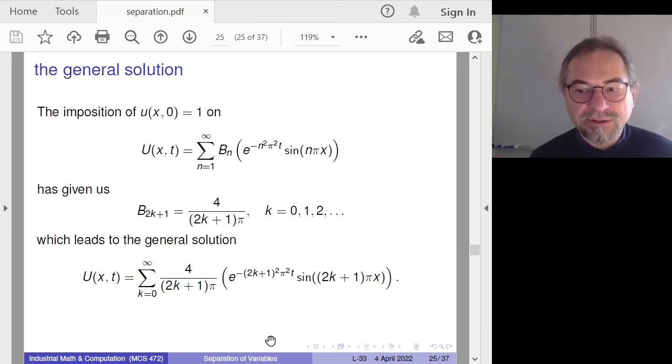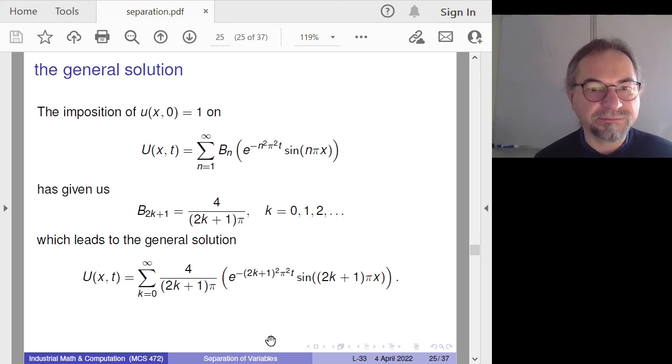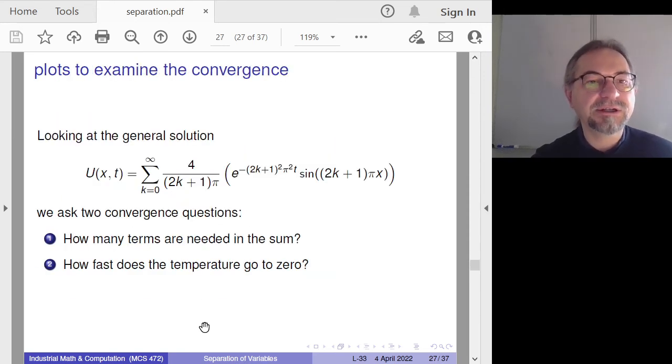Okay, at this point in time, if we are interested in mathematics only, then this would be the end of the lecture. But of course, computationally, how good is this? So infinity is a rather large number. We cannot afford in any computation to go there. And also, how fast does this model decay? So there are two convergence questions that we're going to ask now.